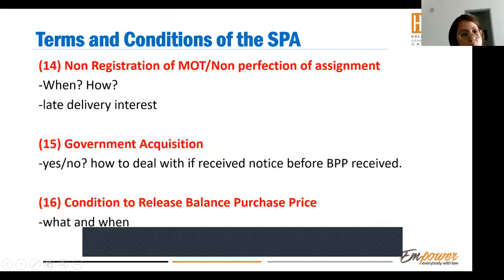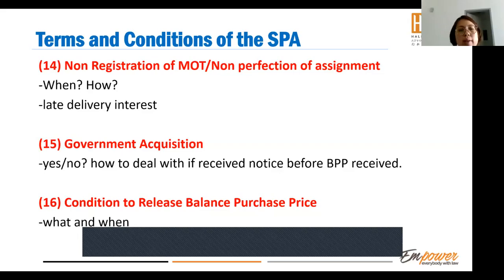And also a clause for government acquisition. This is not for fun. Please remember to put it in. The vendor has to declare whether or not they have received notice from the government on acquisition. Sometimes the government will acquire a certain piece of land for development, like MRT, LRT, hospital, and such other public facilities. So make sure the vendor makes a correct declaration.